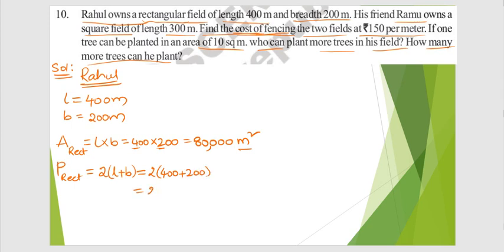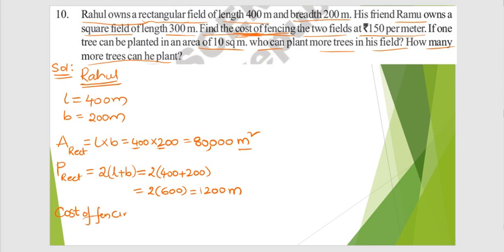So 2 times of (length is 400, breadth is 200). So what I am going to get? 2 times of 400 plus 200 is nothing but 600. 2 into 600 is 1200, right? What are the units? Meters. Now, he is not only asking perimeter, he is asking about cost. So we are going to find out the cost also. So cost of fencing.